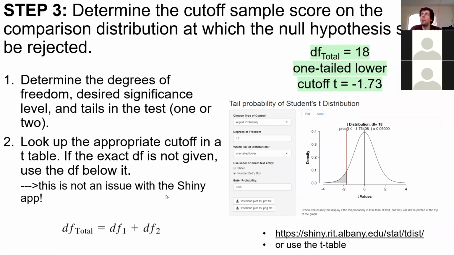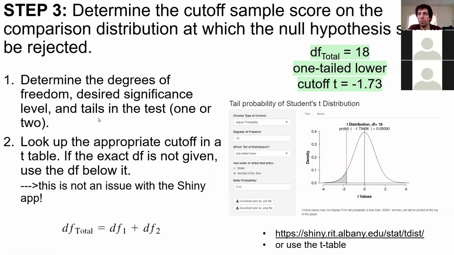And let's first just go over the things that we need to know in order to figure out whether to reject or fail to reject based on our sample score. Let's look at, based on what kind of t-distribution we'll be using, what is the cutoff t? So I'll show you two ways of doing this. I'll show you how to do it with the Shiny app, preferred, as well as the t-table, which is linked with the other lecture materials for today, as well as in the textbook.